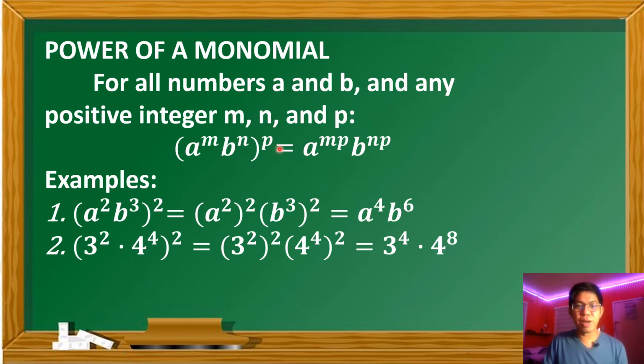Okay? So ano yung ginawa? Kinopya lang yung base, which is A, then minultiply yung M and P. The other one is kinopya yung B, then minultiply si NP. Okay? So let us have an example.